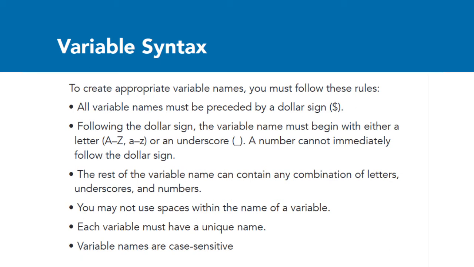When creating variables, you cannot use spaces within the name of a variable. Instead, you want to use the underscore, or you'll want to use camel casing. Every variable that you use has to have a unique name. And do note that variable names are case sensitive.